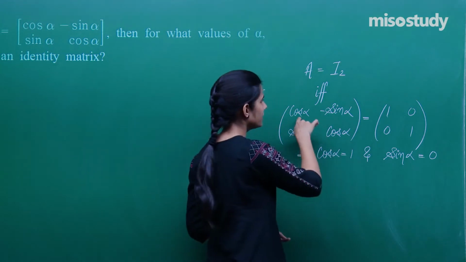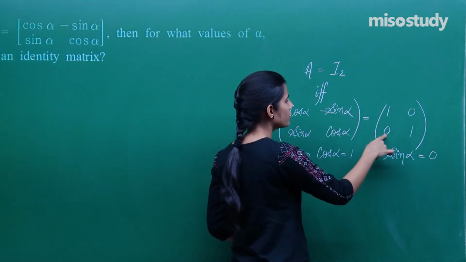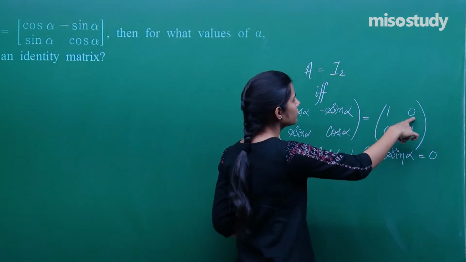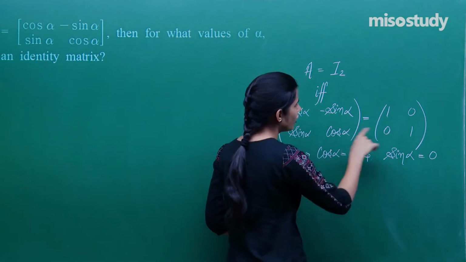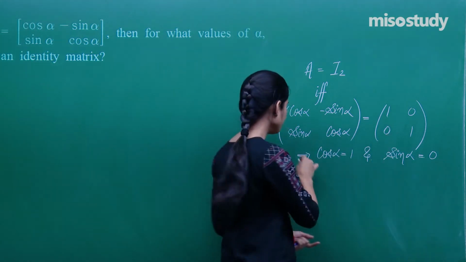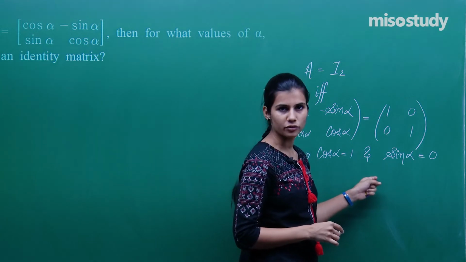You can also say 1/1th entry equals 1/1th entry, that is cos alpha equals 1, 2/1th entry equals 2/1th entry means sin alpha equals 0, 1/2th entry equals 1/2th entry minus sin alpha equals 0 or sin alpha equals 0, which we have already written, or cos alpha equals 1, which we have already written. So, actually for these two matrices to be same, these two things should hold simultaneously, and is written over here.